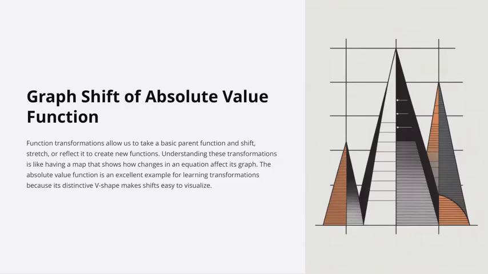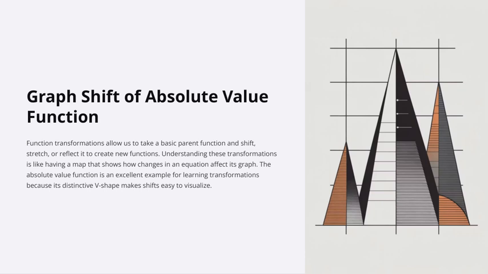Let's take a closer look at the shift of the absolute value function. As you know, function transformations give us a powerful way to modify a basic parent function, like shifting it left or right, stretching or compressing it, or even reflecting it across an axis. Think of these transformations as a kind of map, helping us understand exactly how changes in the equation influence the graph. The absolute value function is particularly great for this because of its clear V-shape.